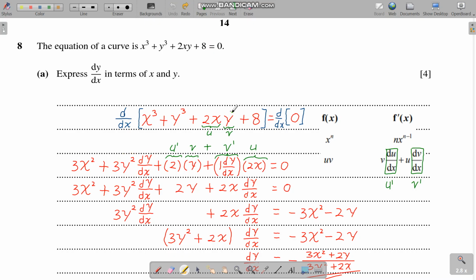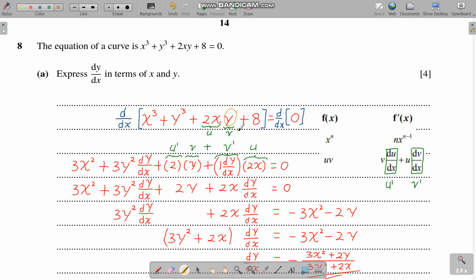Now, for the 2xy, this is a multiplication, so we have to use the product rule. The du/dx is u prime, the dv/dx is v prime. So the formula is u prime v plus v prime u, the product rule. Now we set u to be 2x and v to be y. The derivative u prime is just 2, and v is just y.